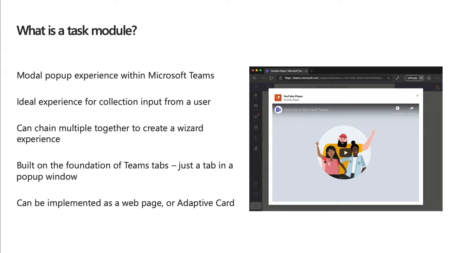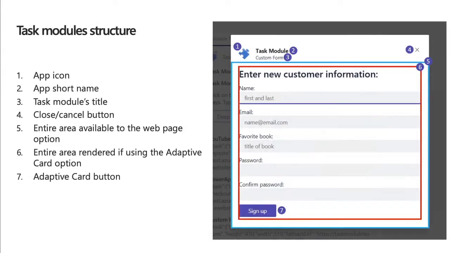Outside of Teams, from a deep link, you can also create URLs that invoke a task module from anywhere using Microsoft Teams support for deep links.